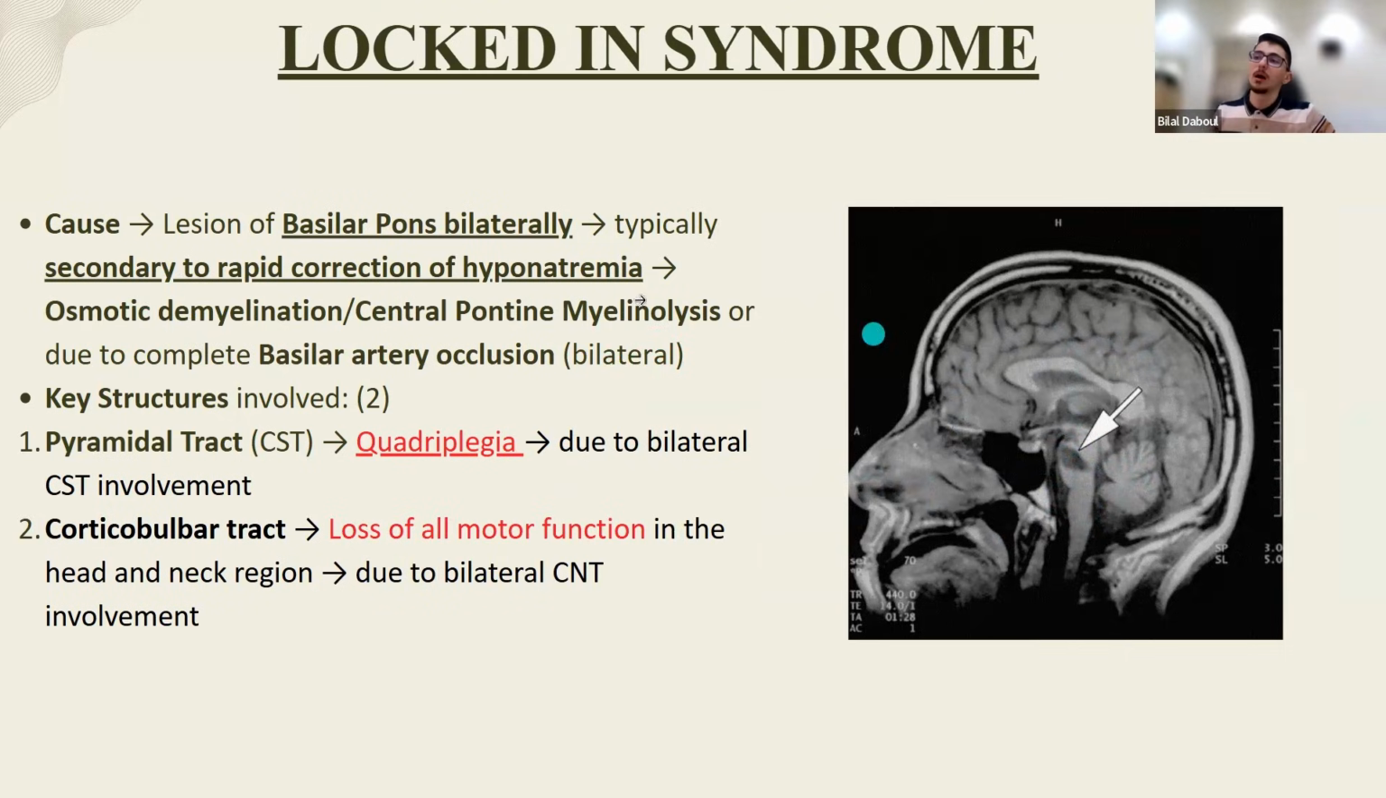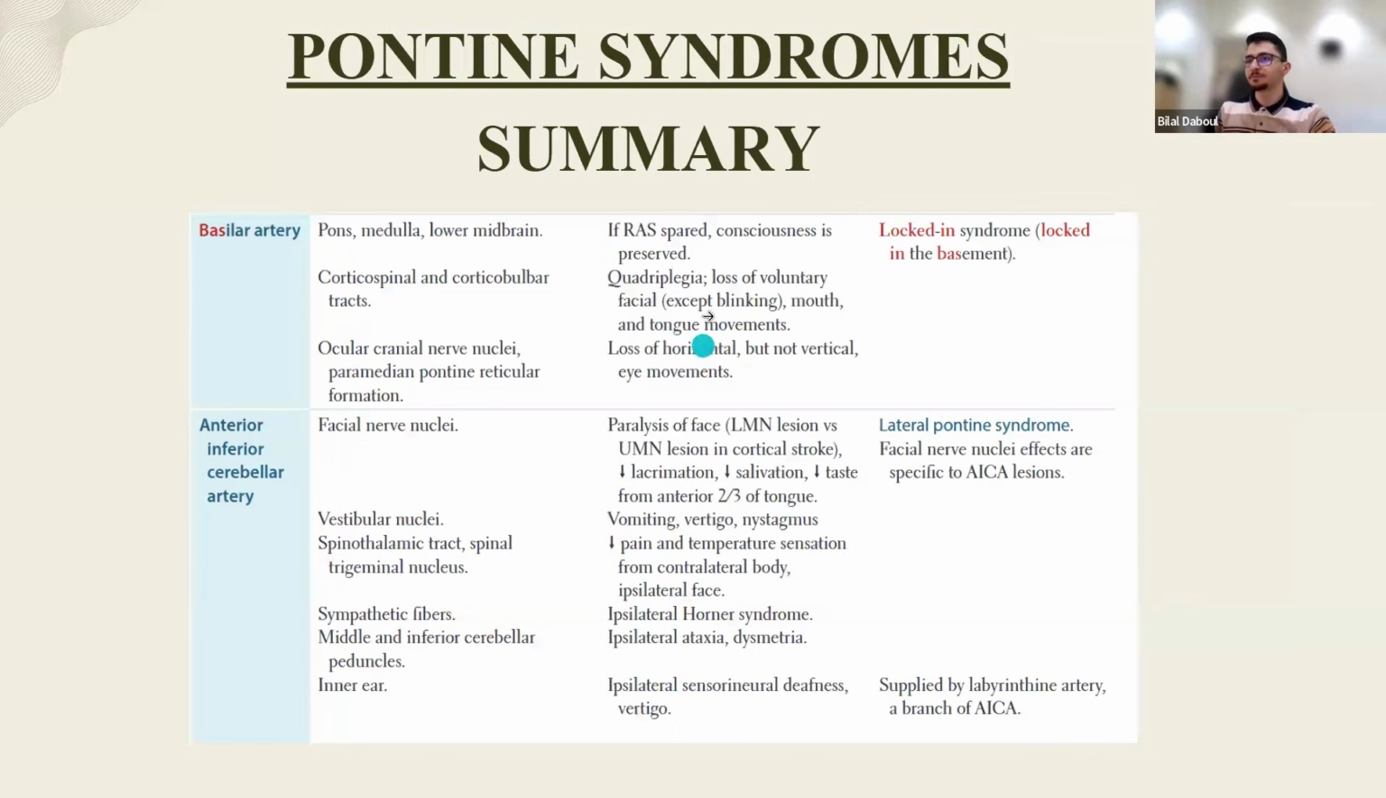Okay. This can also happen in complete basilar artery occlusion. So the basilar artery gets completely occluded, and you have complete loss of blood supply to the ventral pons. This can also happen, but usually in questions it is too rapid correction of hyponatremia. Yeah, that's it for locked-in syndrome.